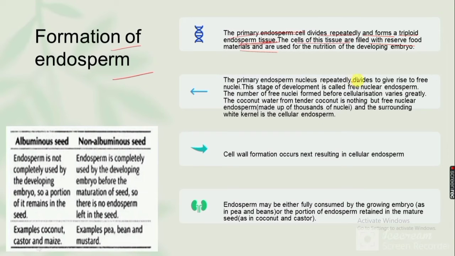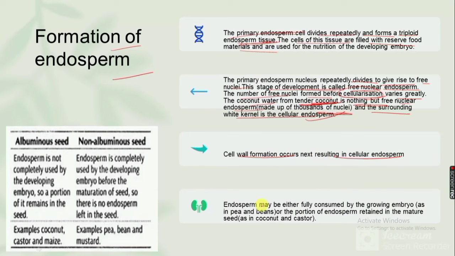The primary endosperm nucleus repeatedly divides to give rise to free nuclei. This stage of development is called free nuclear endosperm. The number of free nuclei formed before cellularization varies greatly. The coconut water from tender coconut is nothing but free nuclear endosperm, made up of thousands of nuclei, and the surrounding white kernel is known as cellular endosperm.